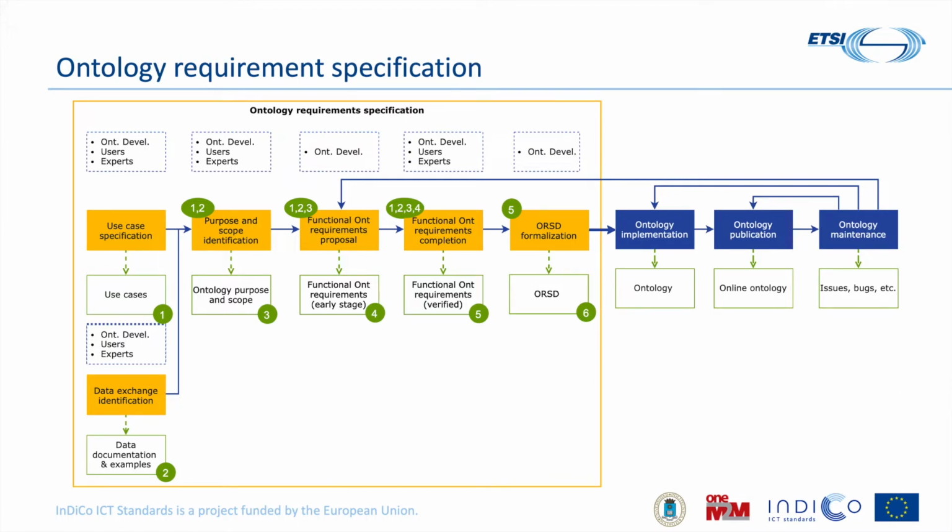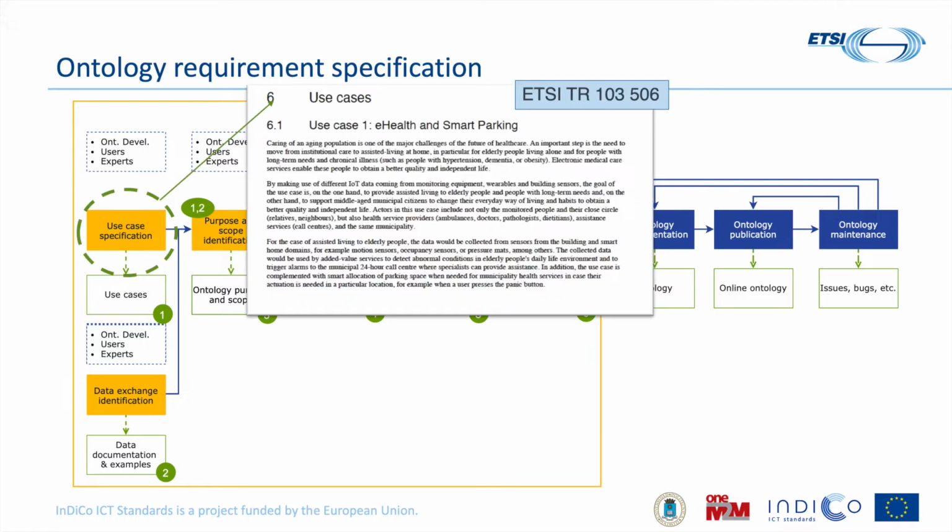One of the sub-activities that can be carried out is the analysis of use cases or specification of use cases. For example, in the SmartCity ontology, the use case e-health and smart parking was identified. In this use case, it was put in context how the SRF4 city ontology will be needed to model the information about wearables, sensors, and monitoring of elderly people.